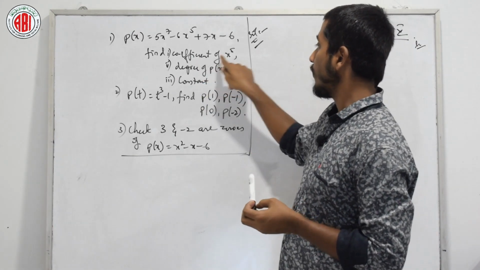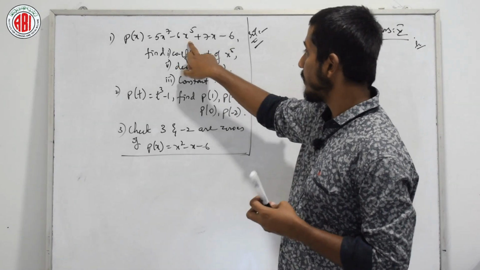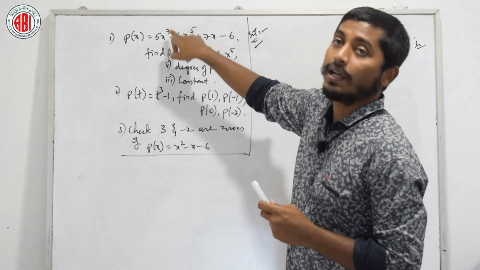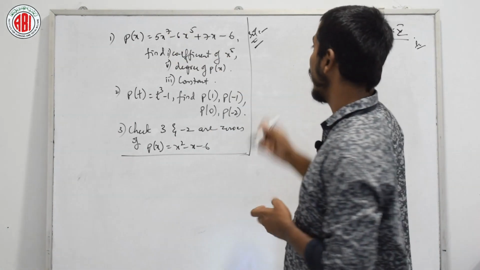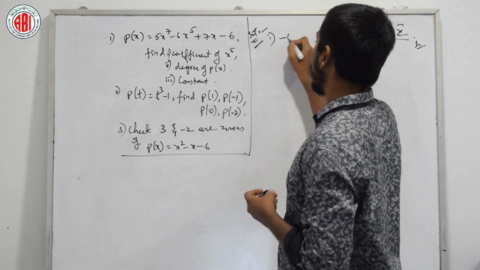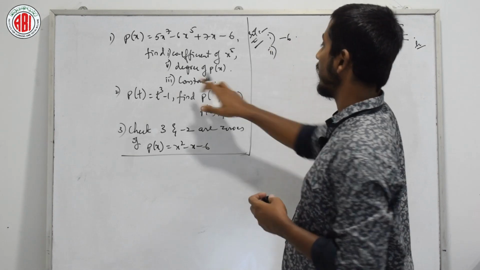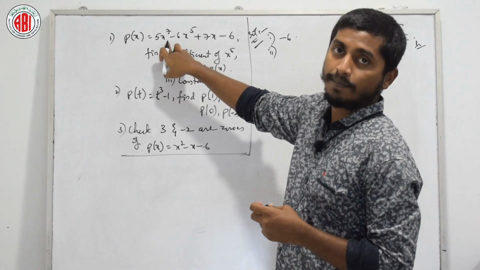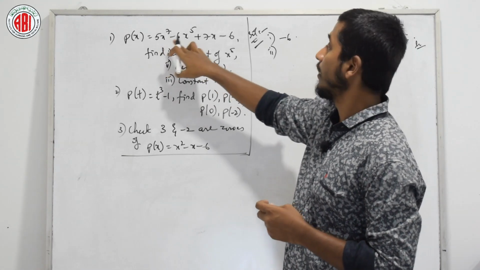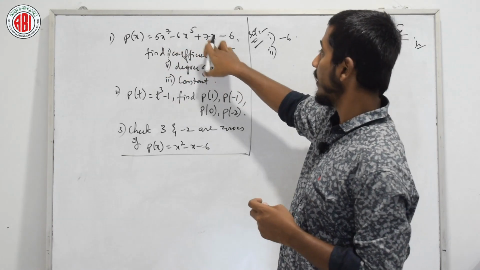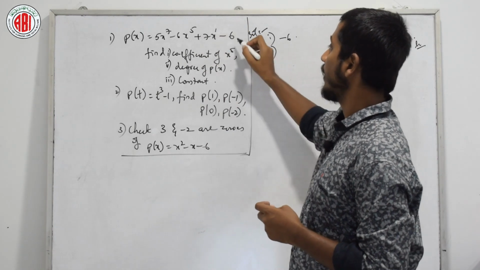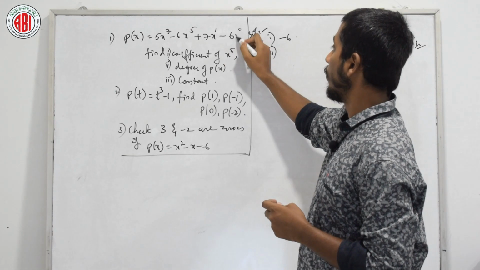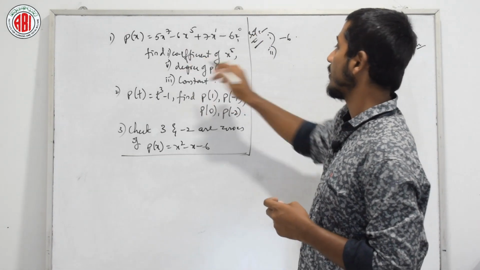What is the coefficient of x power 5? Where is the x power 5 here? It is here. What is the coefficient of this? Minus 6. Okay, the first answer is minus 6. What is the second answer? He is asking to find the degree of p of x. Here the power of x is 7. Here the power of x is 5. Here the power of x is 1. If there is nothing, here the power of x will be 0.